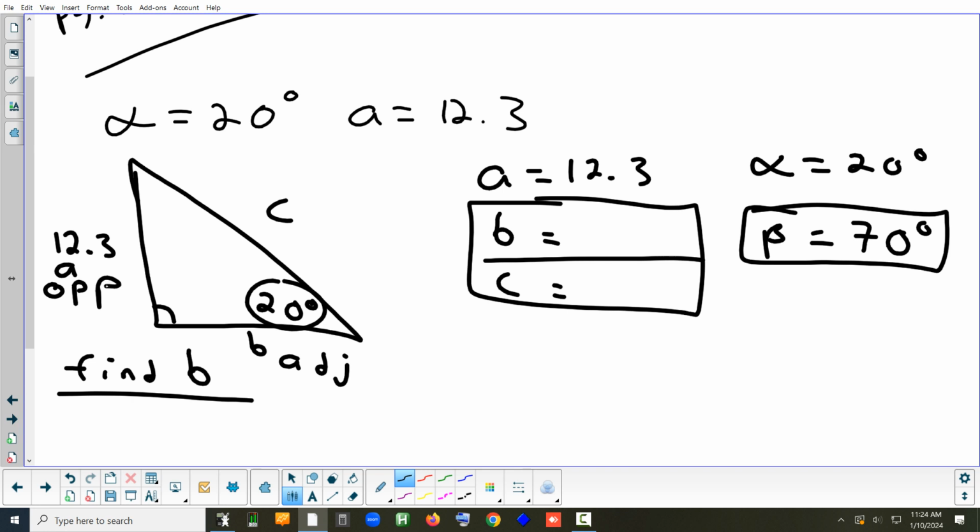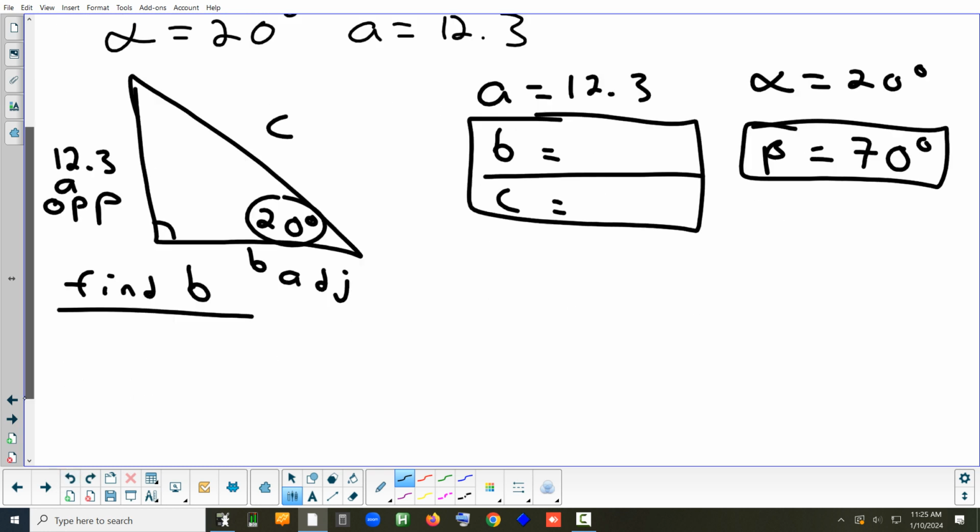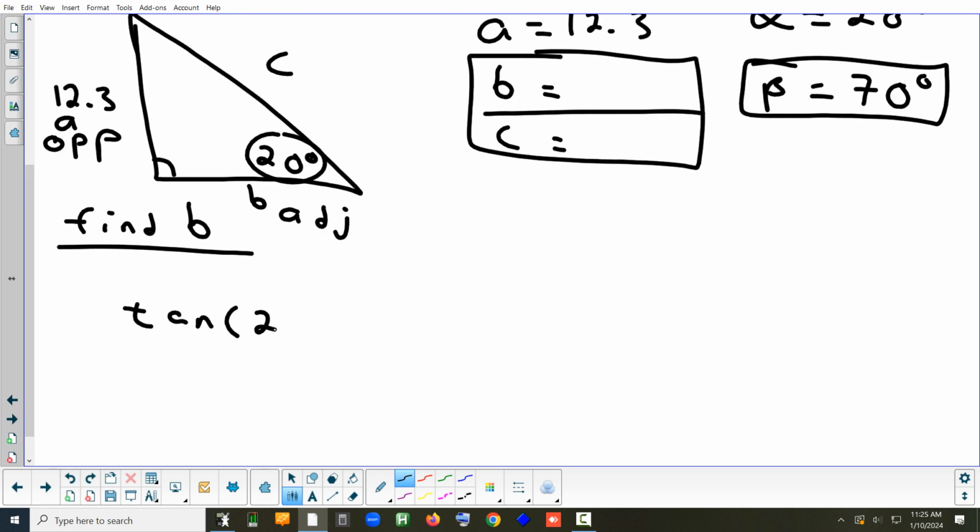Okay, so to find B, B is adjacent. And what's the position of the side that we already know? The opposite. We know the opposite. We want the adjacent. So which trig function would you use? Tangent. Yep, opposite and adjacent. Okay, so it's going to be tangent of your angle equals, now fill in opposite over adjacent. Opposite is 12.3, and adjacent, we don't know.